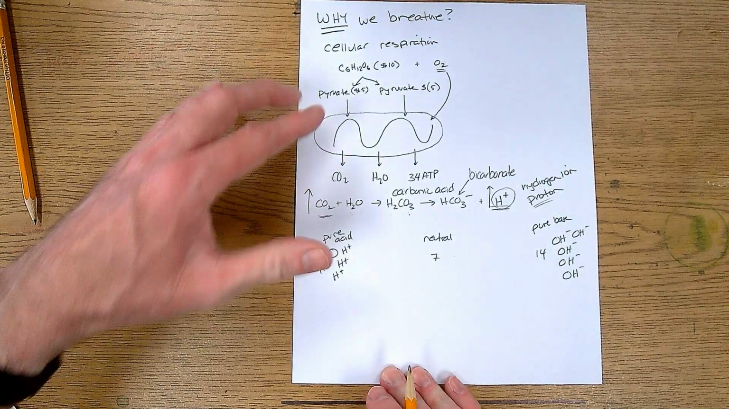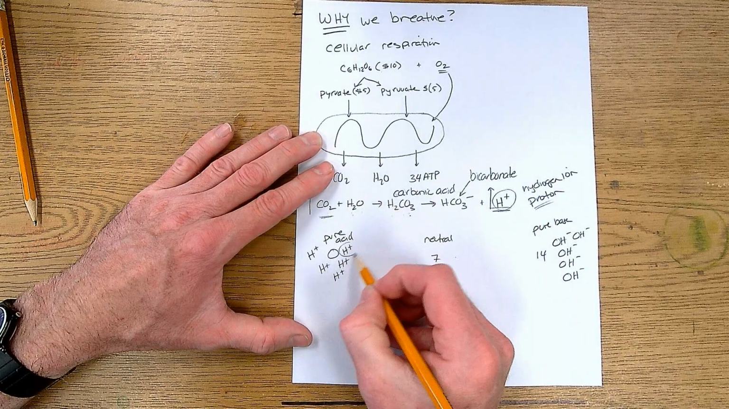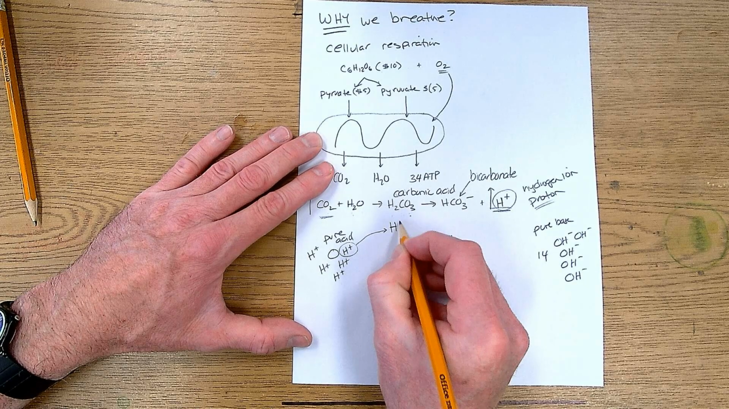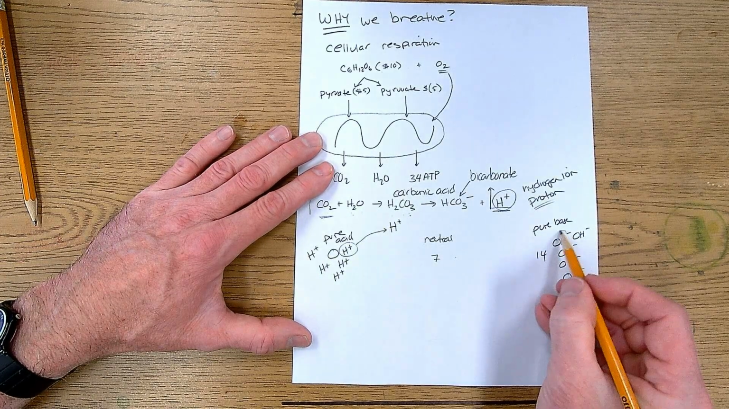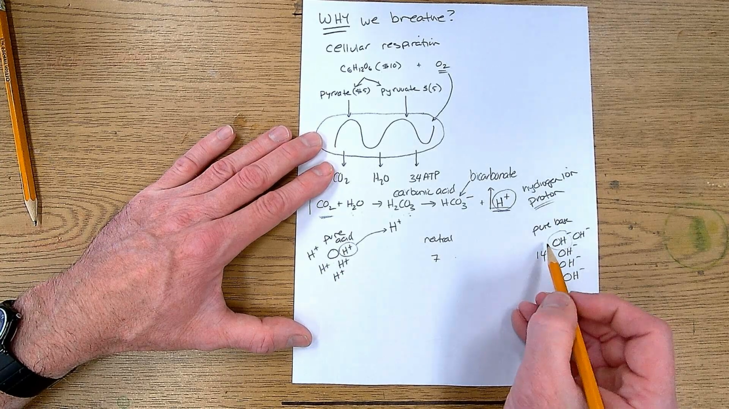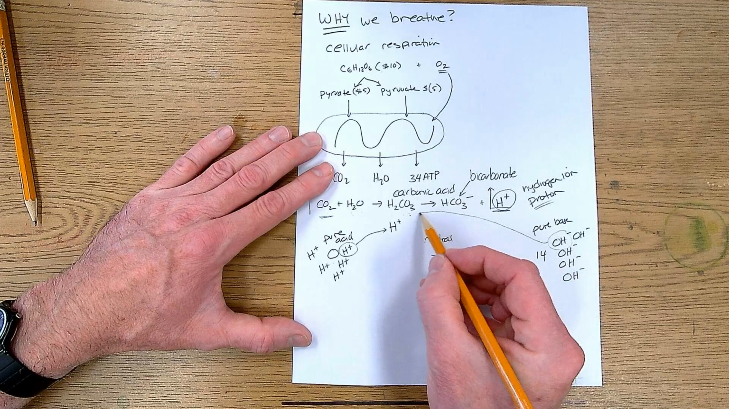And if we take one of these H pluses and one of these OH minuses, so pH of 0, pH of 14, take one of these guys and we plop it down right there.